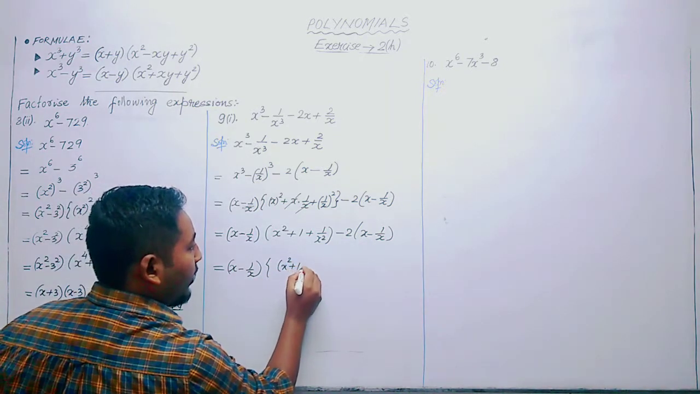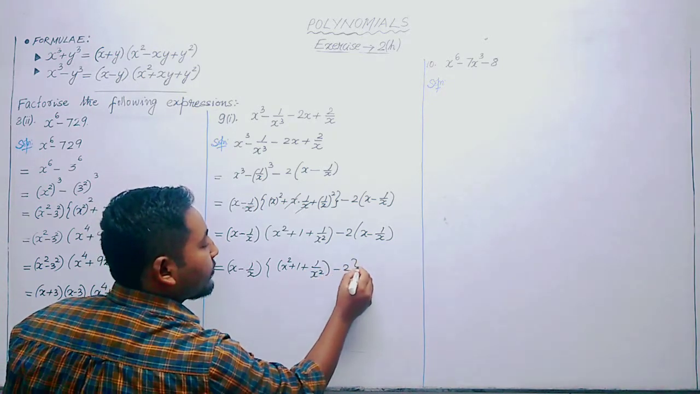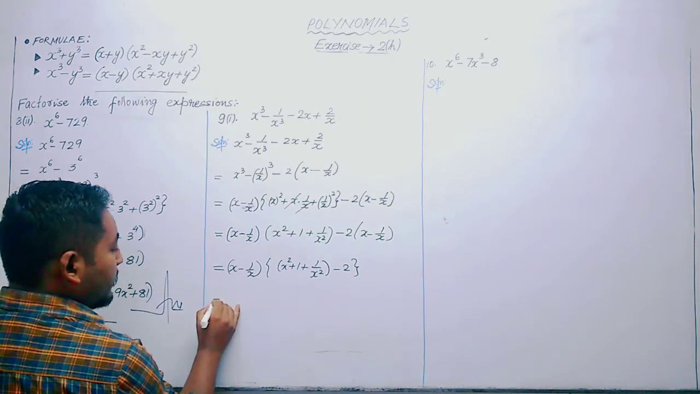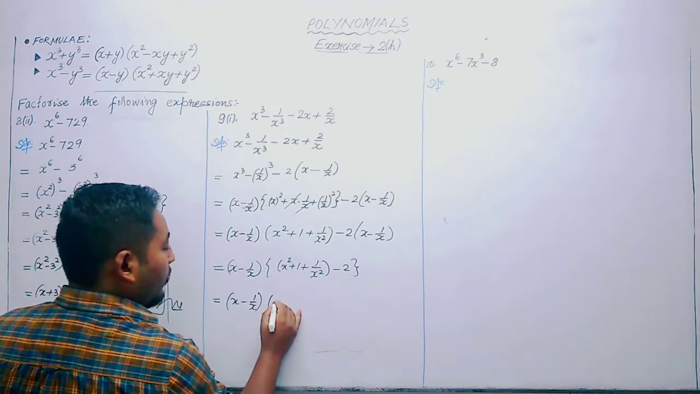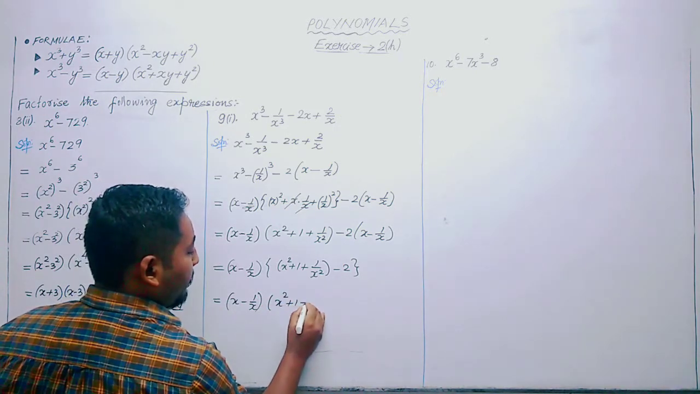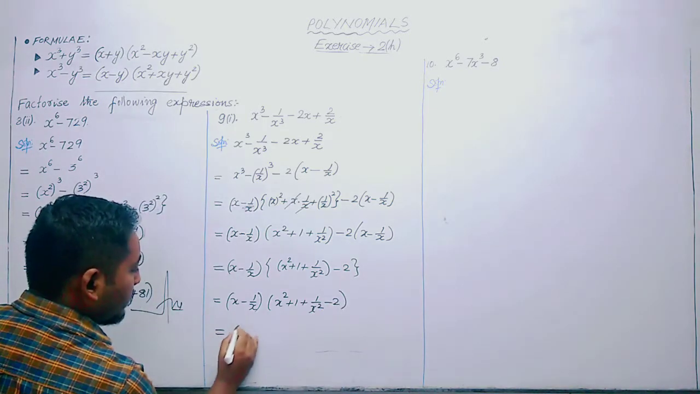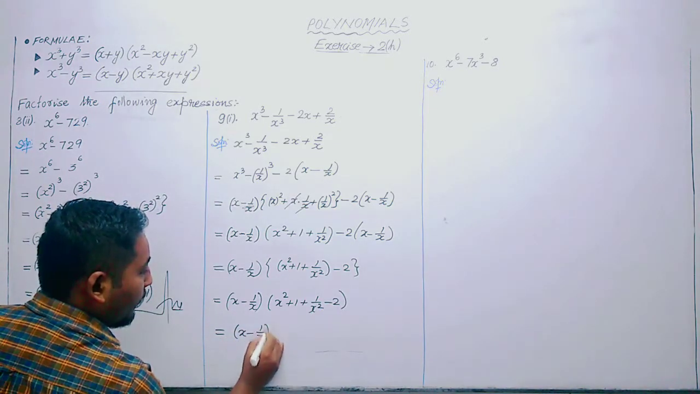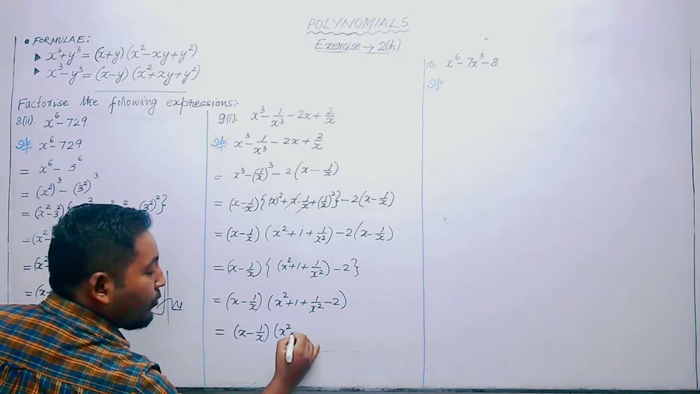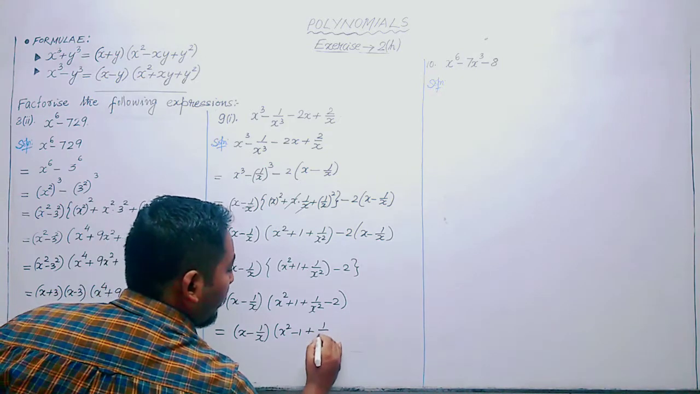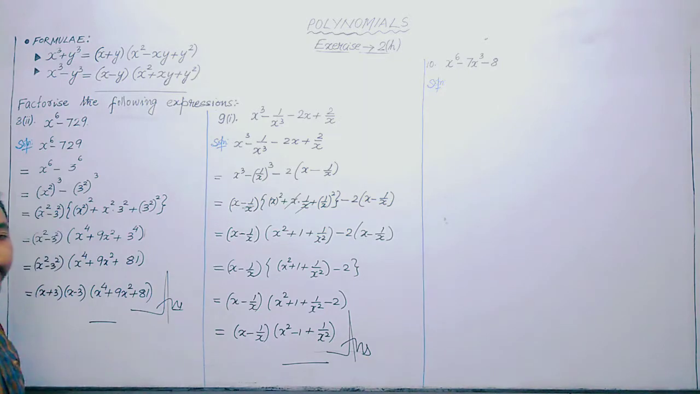x square plus 1 by x square minus 2 is left. Now what is next? I'll write down x square plus 1 by x square minus 2. And lastly we have x square. See, plus 1 minus 2 will give you minus 1 plus 1 by x square. That is your required answer.